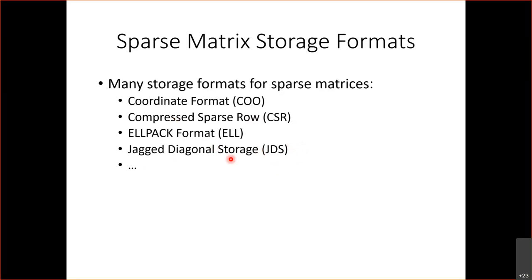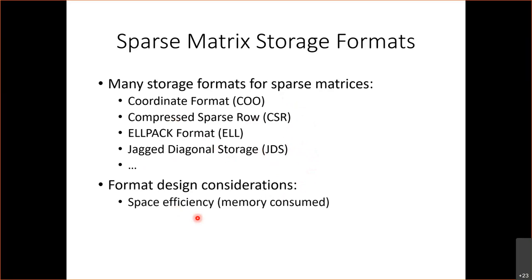The reason we have different formats is because, as you can expect, different formats are good at different things. So there are various considerations that go into designing a storage format for sparse matrices. One of them is space efficiency. How much memory do I save when I use this format? Another one is flexibility, and particularly here I mean the flexibility in terms of modifying the matrix. Some formats make it easier to add, reorder, or remove values than other formats. So if I plan to modify my matrix a lot, I might choose a different format from if I'm planning to just keep my matrix fixed the whole time. My matrix is constant throughout my computation.